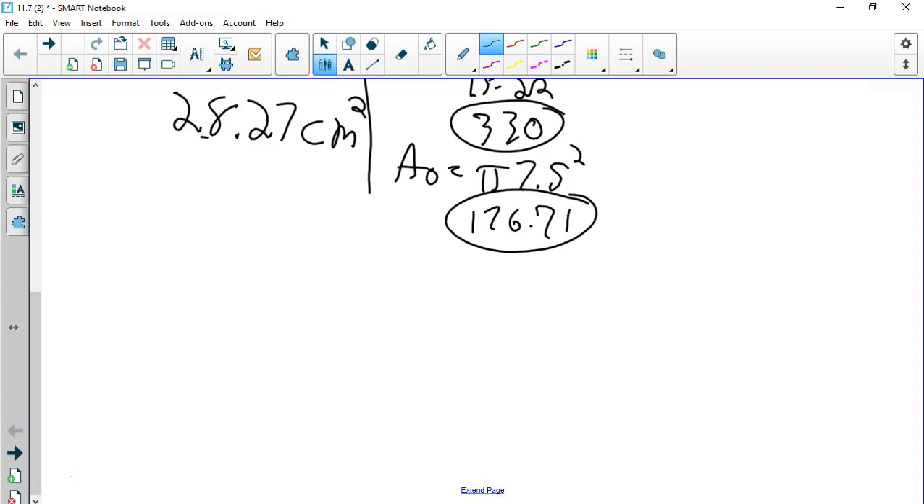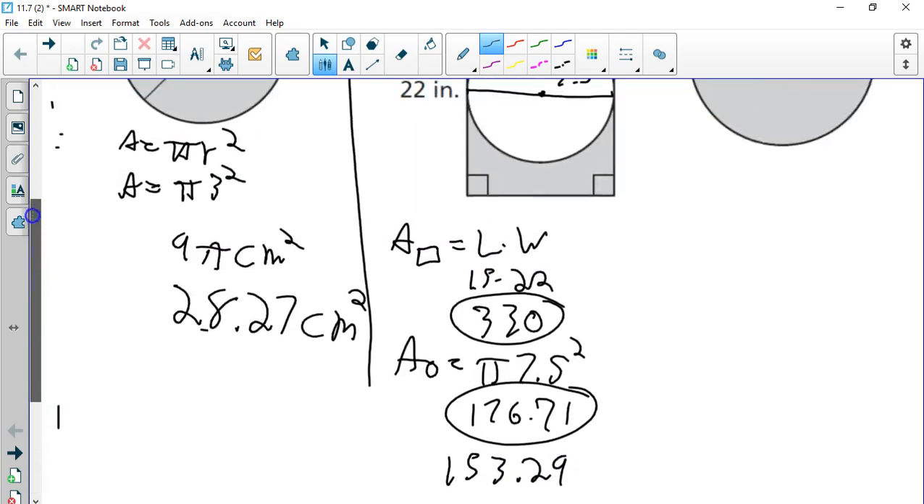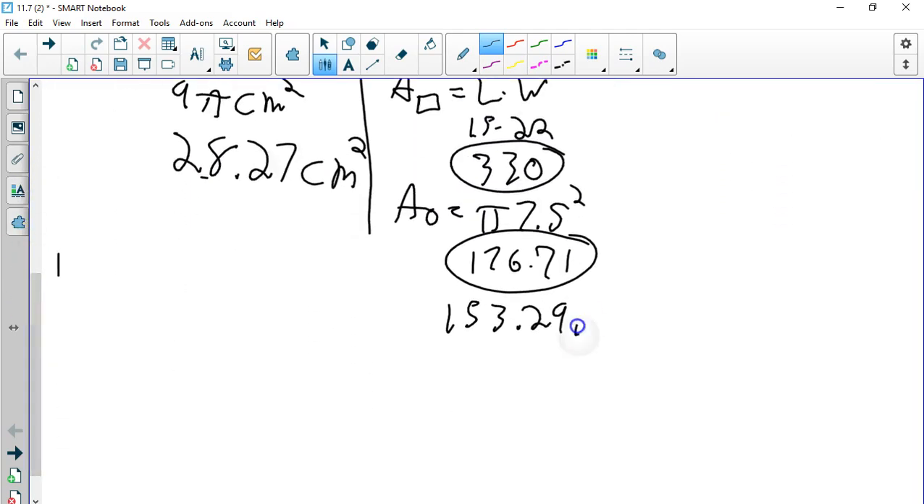Now I'm simply going to just subtract those two. So 330 minus 176.71 and get 153.29. And what was it? It was inches squared. Final answer.